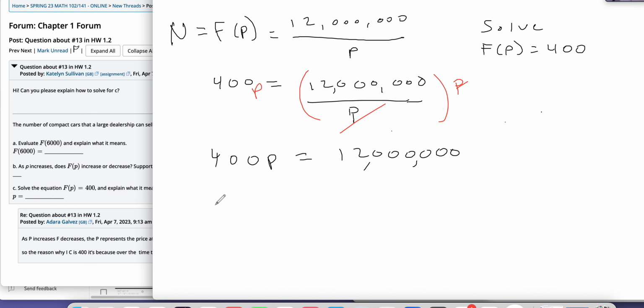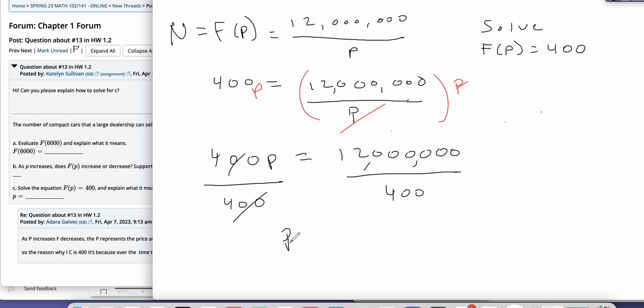So I think that was the right number of zeros, cool. And so now this is up where I can solve for it, and I just finish it off by dividing out the 400. If I had tried to divide the 12 million over this way, I would have solved for 1 over P, which isn't what we want. We want P by itself.